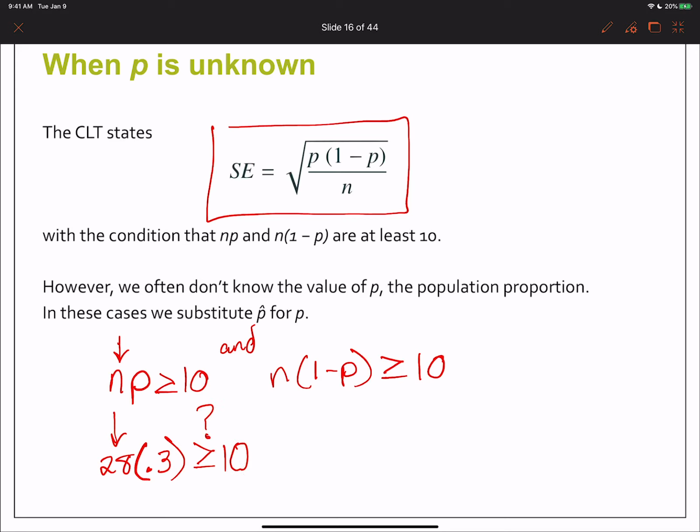I'm going to put a question mark. Is 0.3 times 28 greater than or equal to 10? What's 0.3 times 28? Wait, Professor, can I pause for a second? So then we're always going to multiply by 0.3? No, you're going to multiply by whatever the proportion is. It's 8.4. So this equals 8.4, which is not greater than or equal to 10.